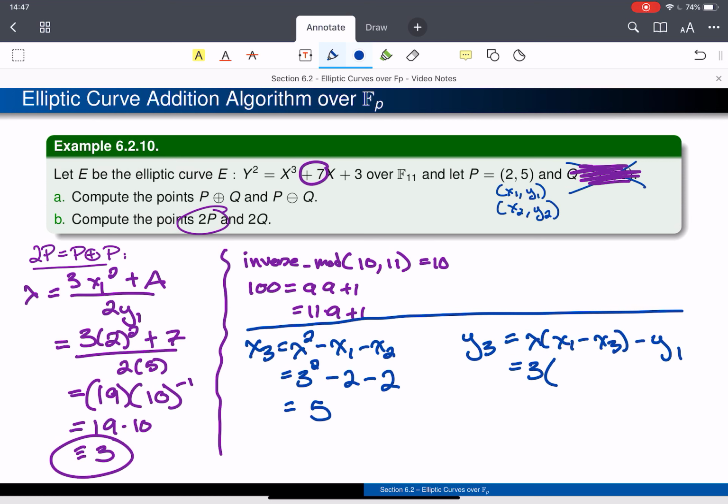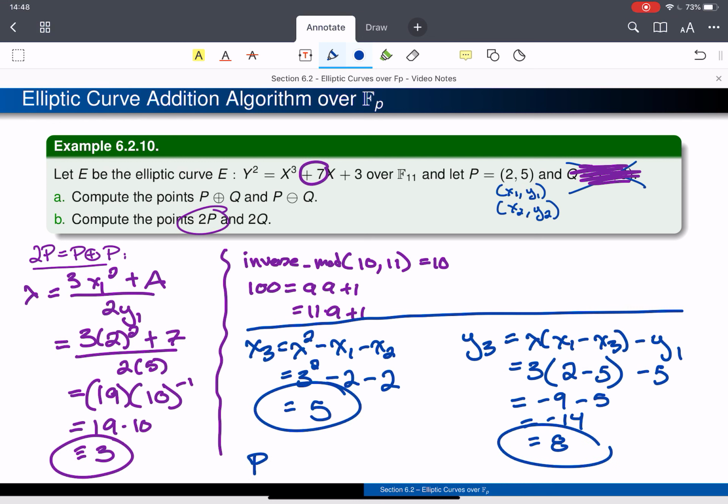Over here I'm going to have a 3 times the x1, which is a 2, minus that newly constructed 5. And then subtract a 5 off as well. What is that? That's negative 3. So 3 times negative 3 is negative 9, and a negative 5 makes a negative 14. If I reduce that, so if I add 11 a couple times, that's going to become an 8. So what that tells me is that the sum of those 2 points, p plus p, emerges as the point (5, 8), which is cutely enough that value q that we had before.